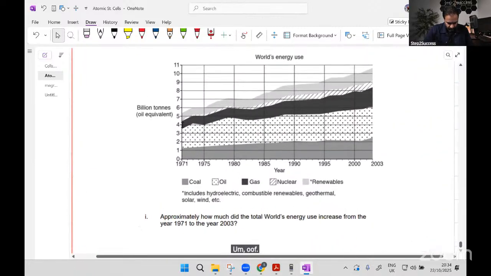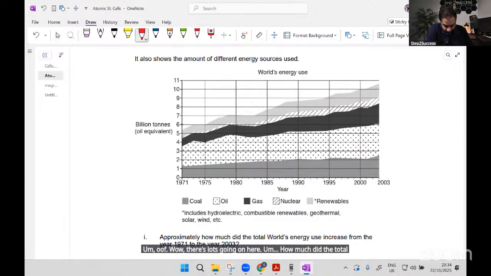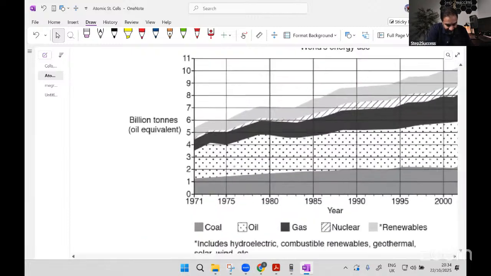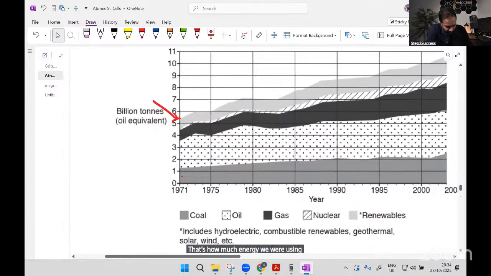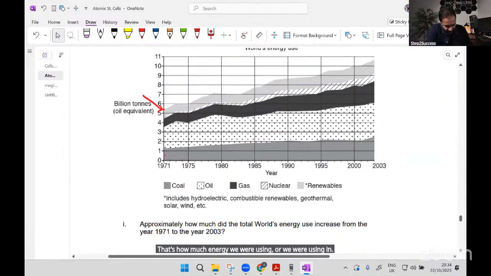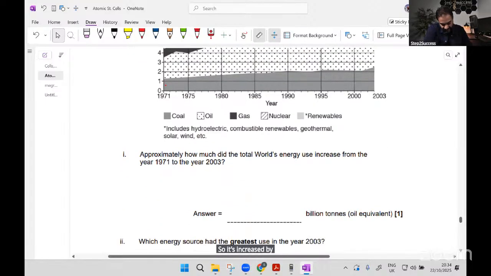Wow, there's lots going on here. How much did the total world's energy use increase from the year 1971 to 2003? I think that because this is layered, what you can do is just go to there. That's how much energy we were using in 1971, which looks like 5.5 to me, roughly. And then by the end, 2003, we were at 10.5. So it's increased by 5. That seems to be the answer to me.